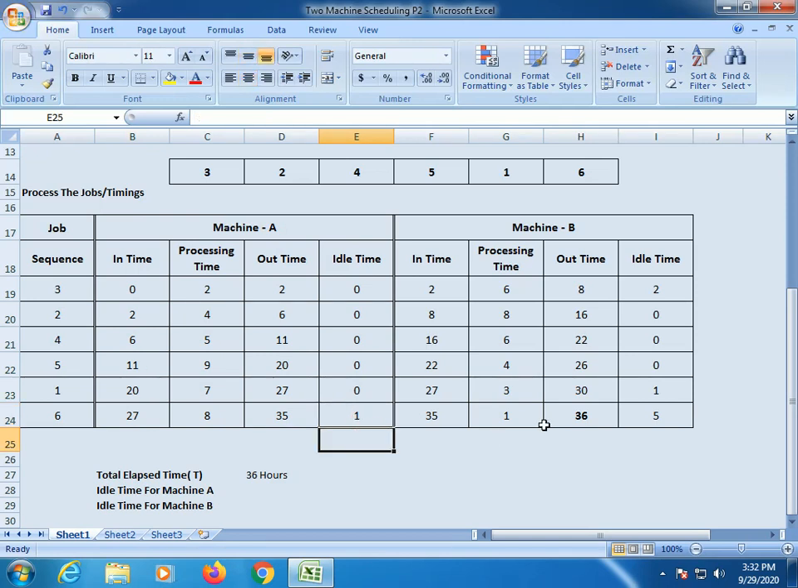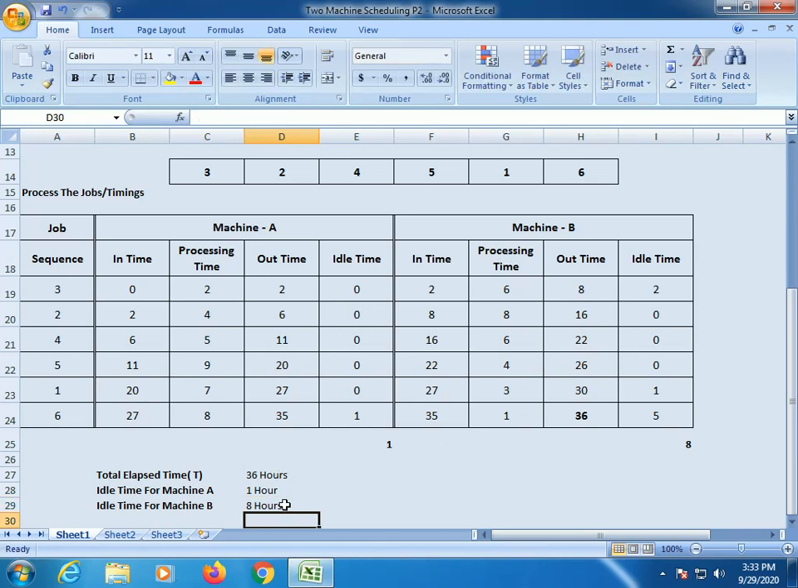So the idle time of machine A: simply add all these values and we get the idle time for machine A. And what about the idle time for machine B? Simply add these values and we get the idle time for machine B. The idle time for machine A is 1 hour. That means machine A has waited for 1 hour and machine B waited for 8 hours.